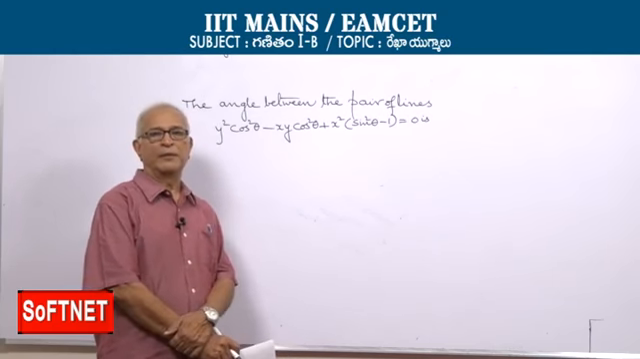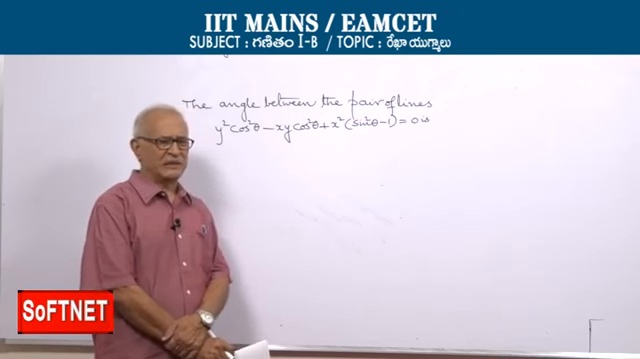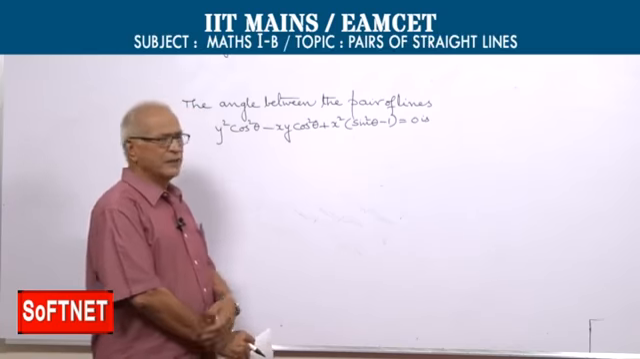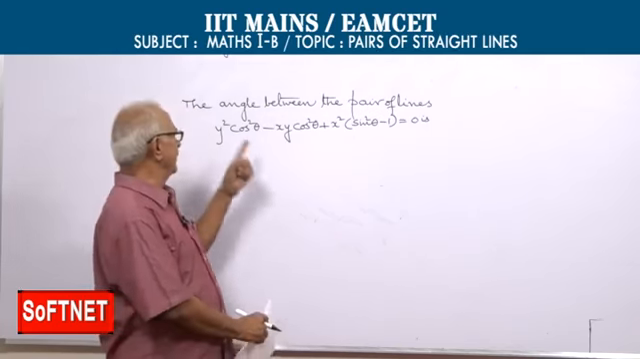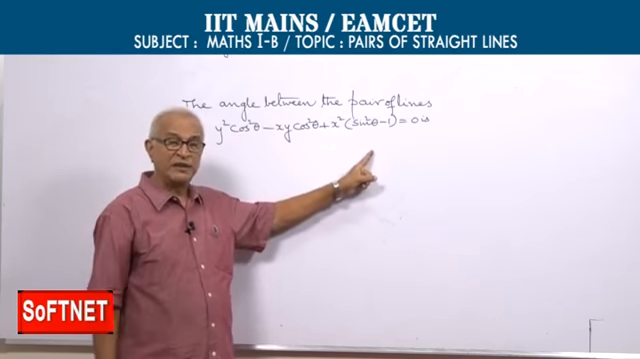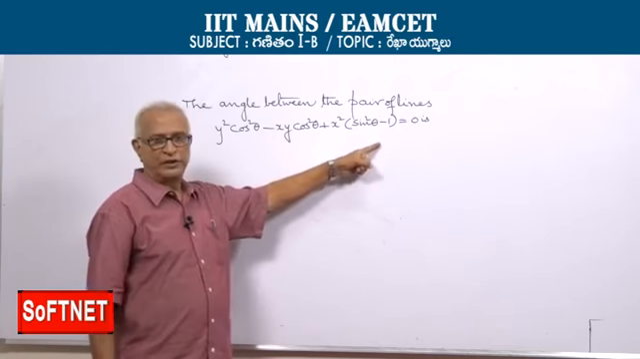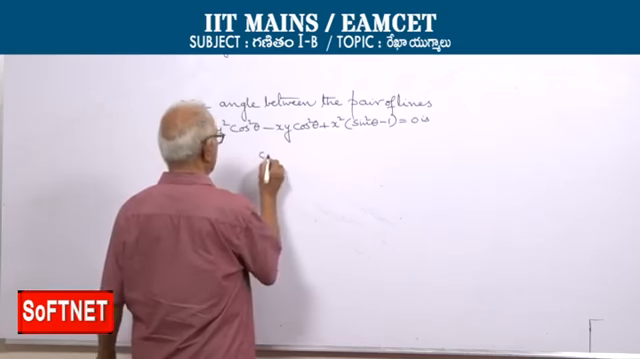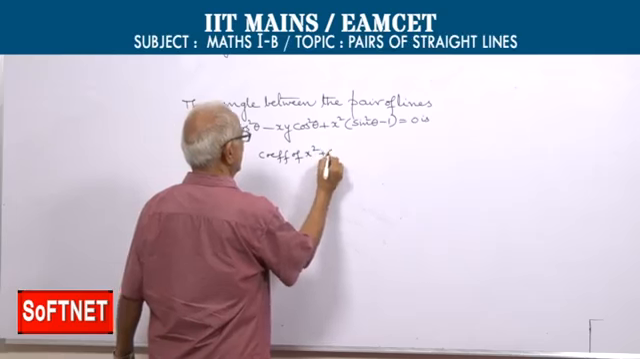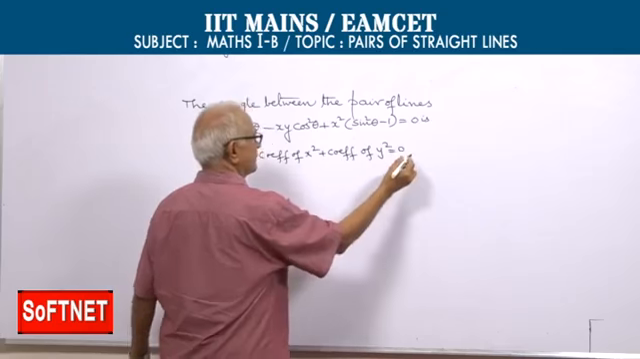Just go on writing, applying the formula to find the angle between. Sometimes you have to just observe the question very carefully. By inspection, I think you can get the answer here, because here you find the coefficient of y square is cos square theta, coefficient of x square is sin square theta minus 1, which is minus cos square theta, and the sum of the coefficients of these two is 0. Coefficient of x square plus coefficient of y square equal to 0. So therefore, the angle between them is a right angle.